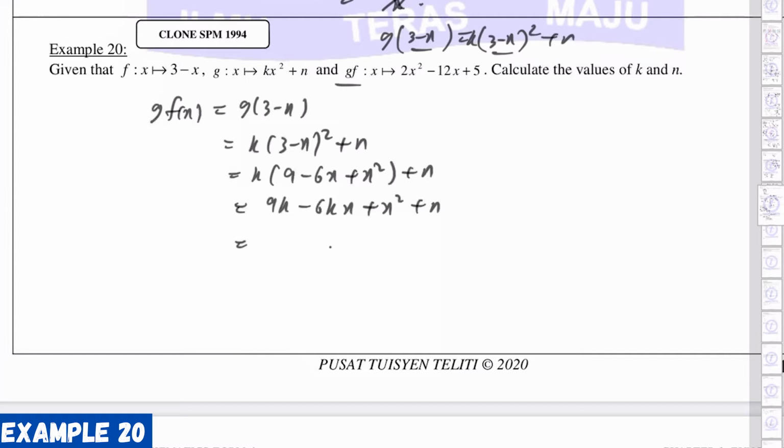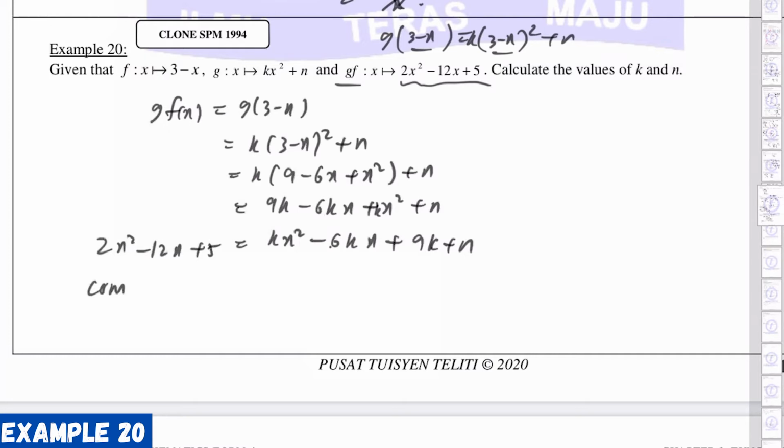Let us just rearrange it. Maybe I follow the sequence here. I have a k here. Sorry, I missed out a k here. So this is kx squared minus 6kx plus 9k plus n. And copy the given g(f(x)) on the left.